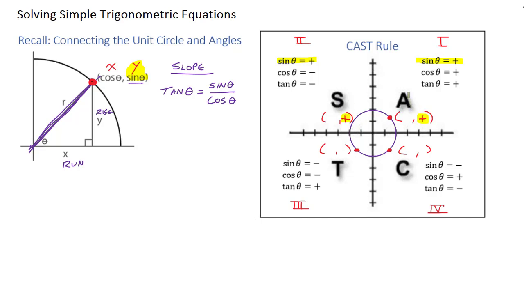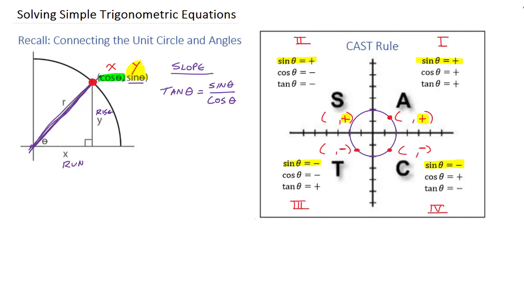Okay, so where would sine be negative, right? Well, sine would be negative down here and down here, right? That's where sine would be negative because that's where your y-coordinates are negative. So we really want to keep in mind when we think of sine, we're thinking of the y-coordinate. Where's the y-coordinate, positive or negative? All right, like that with cos.